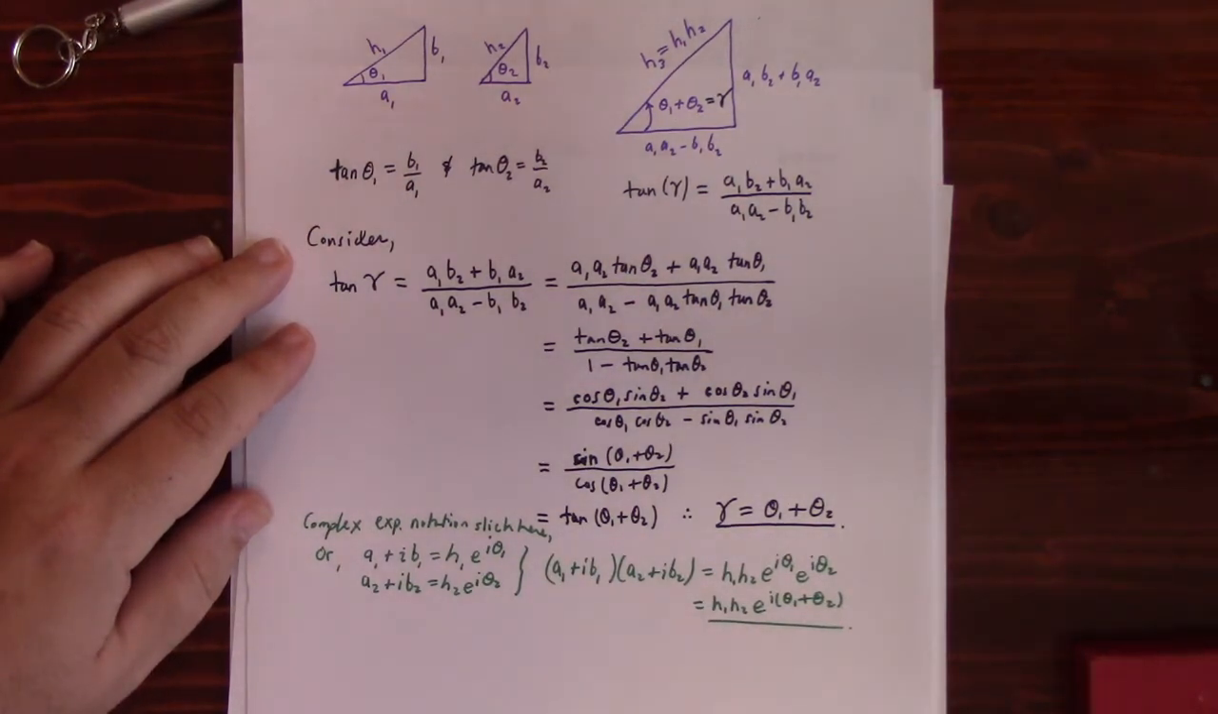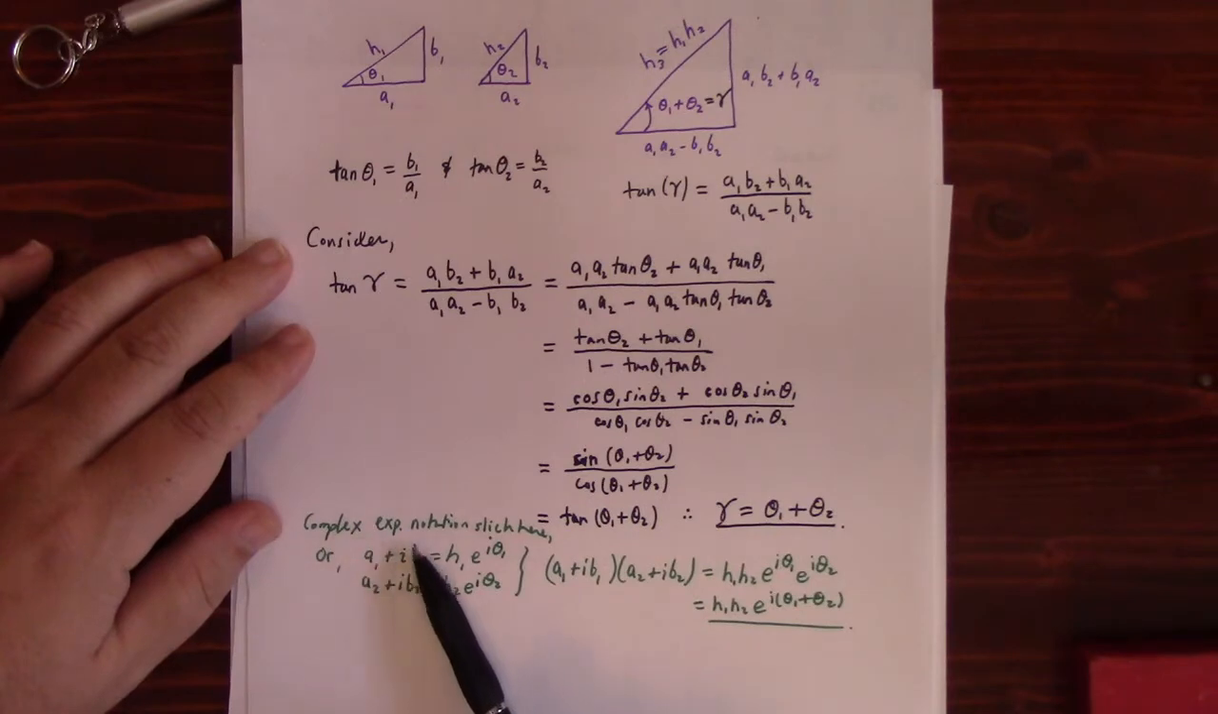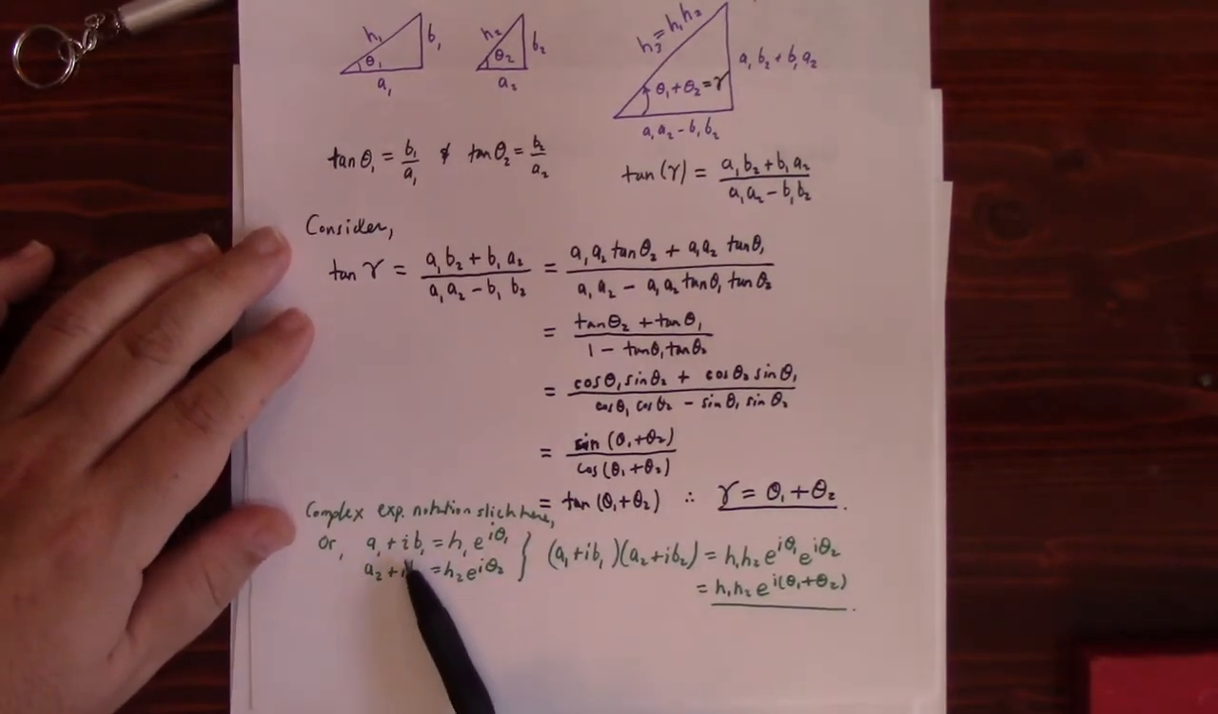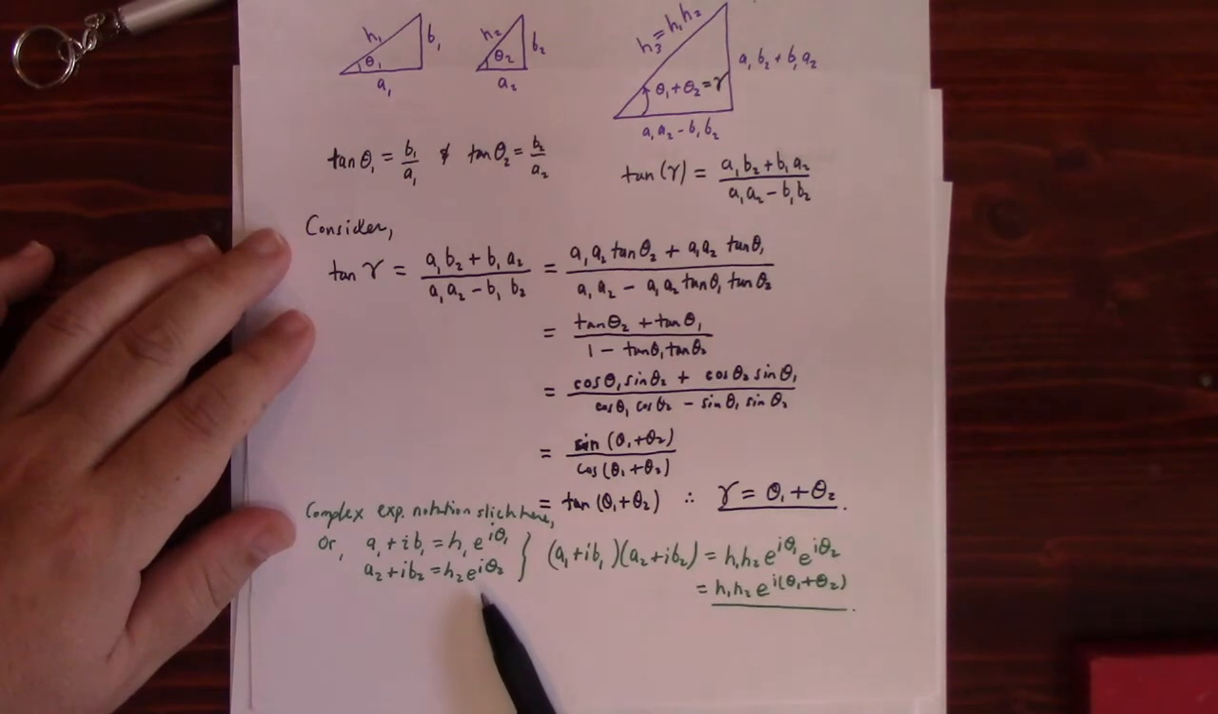The reason for that, how to say this, there's a little bit of a jump there. In any event, if you use complex exponential notation, a1 plus i b1 is like h1 e to the i theta 1, and a2 plus i b2 is h2 e to the i theta 2. When you multiply these two, you get h1 h2 e to the i (theta 1 plus theta 2).